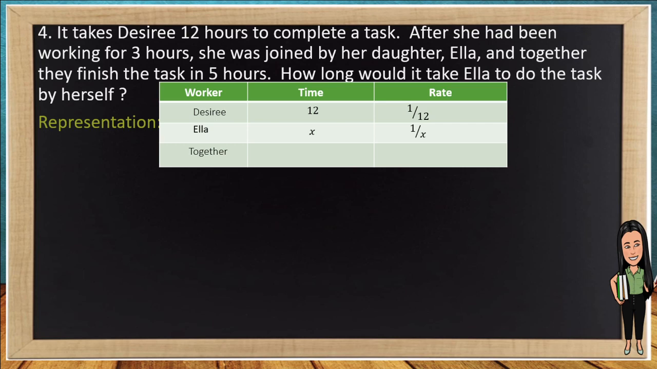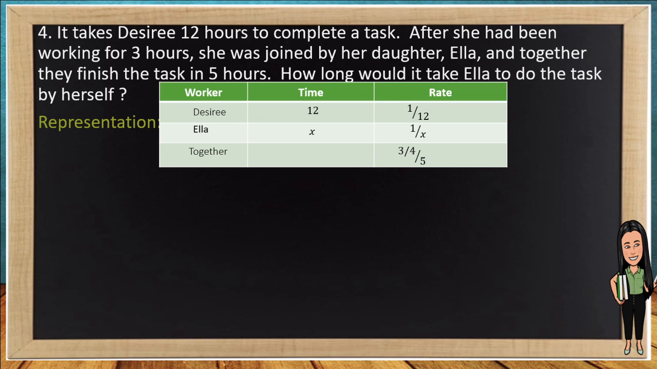Okay, so, balikan natin yung question. Desiree already worked for 3 hours bago dumating si Ella. So, multiplying 3 hours by Desiree's rate, 3 times 1/12 is 3/12 or 1/4. 1/4 of the task is already done by Desiree, which means there are only 3/4 remaining tasks to be done by both Desiree and Ella. So, 3/4 na lang yung ginawa nila in 5 hours.